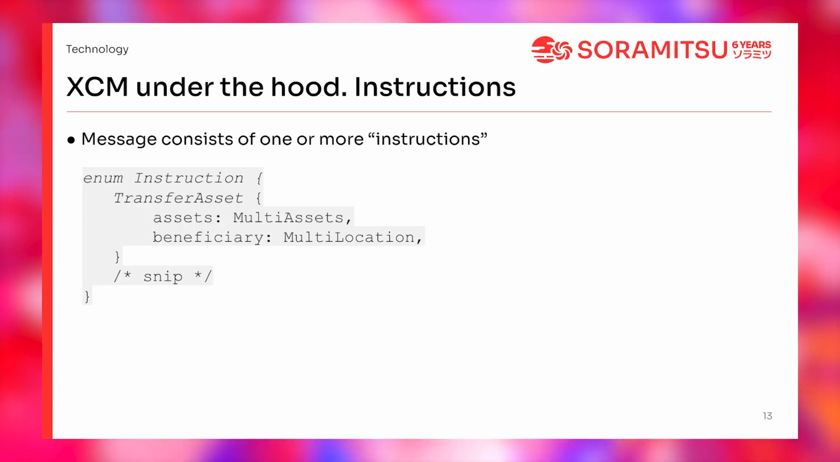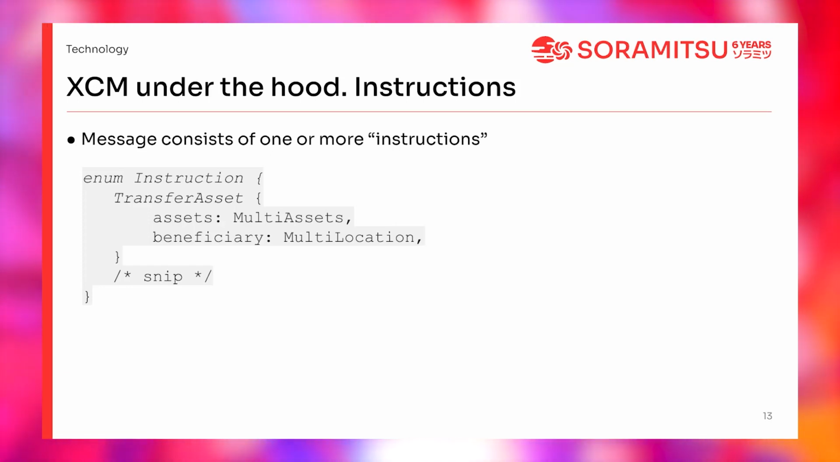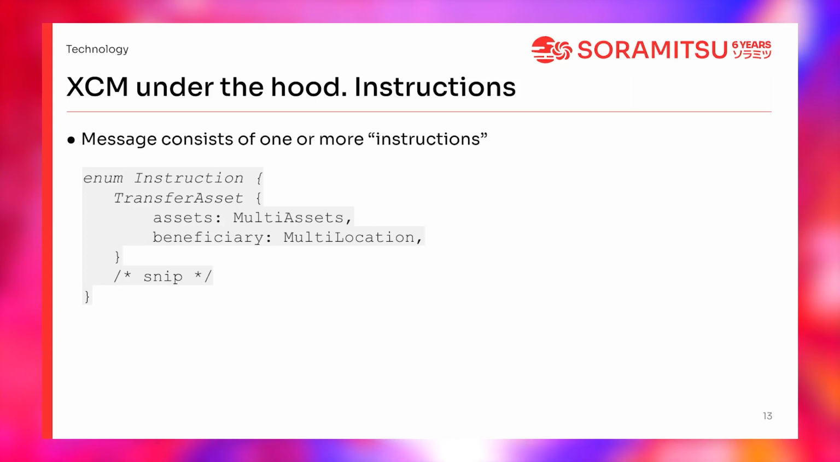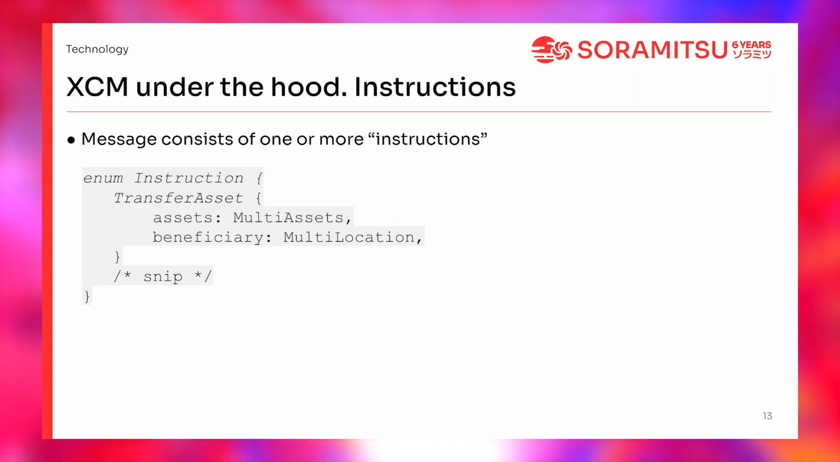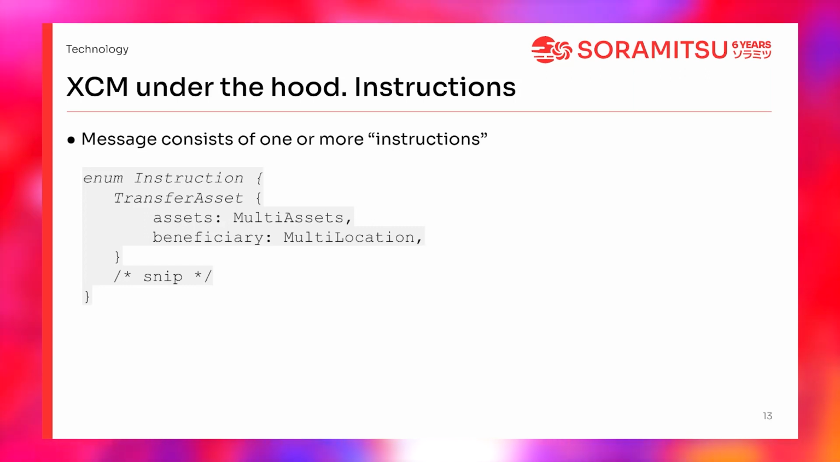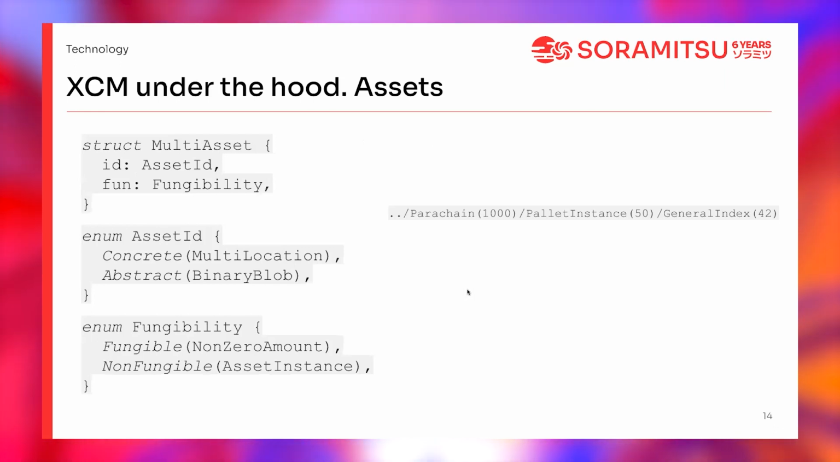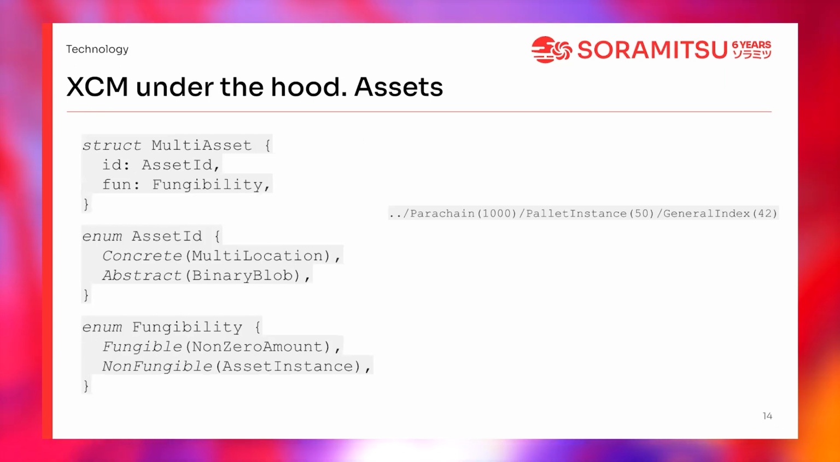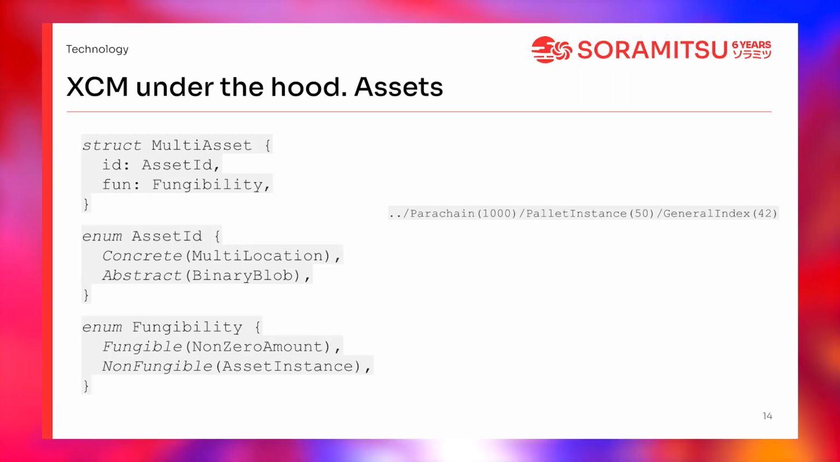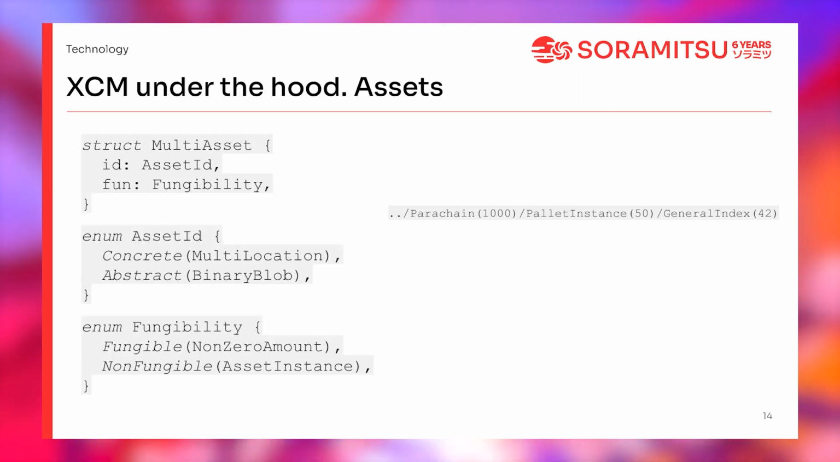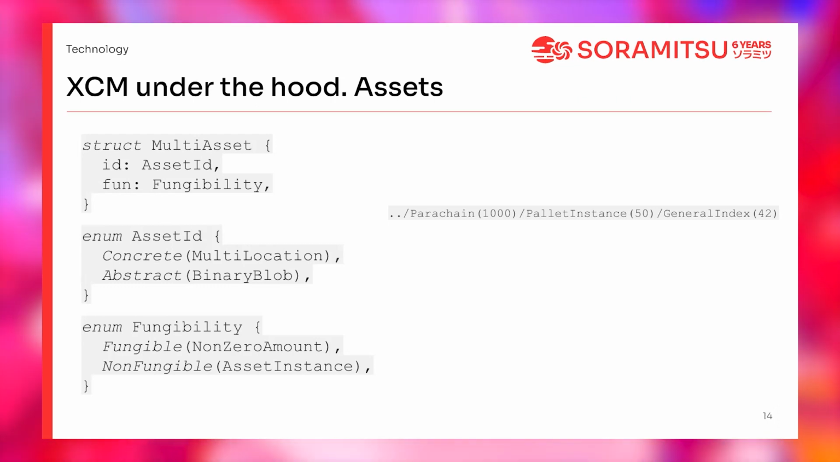One example of an instruction is transfer asset, which is used to transfer an asset to some other address on a remote system. It needs to be told which asset to transfer and where to transfer. There are 2 fields that define the asset: its ID and fun. An asset identity must be provided first. Of course, it can be expressed in two ways, either concrete or abstract. Let's not dig into it for now.